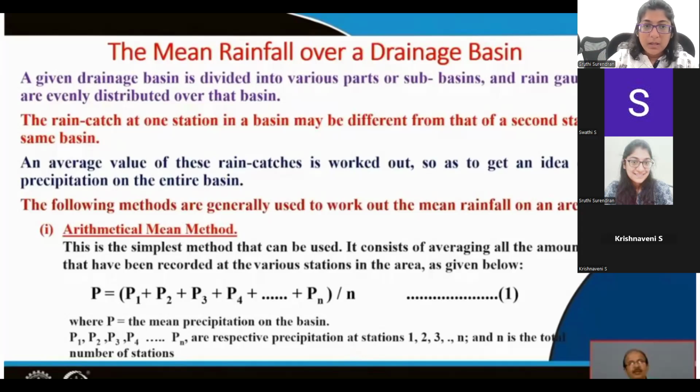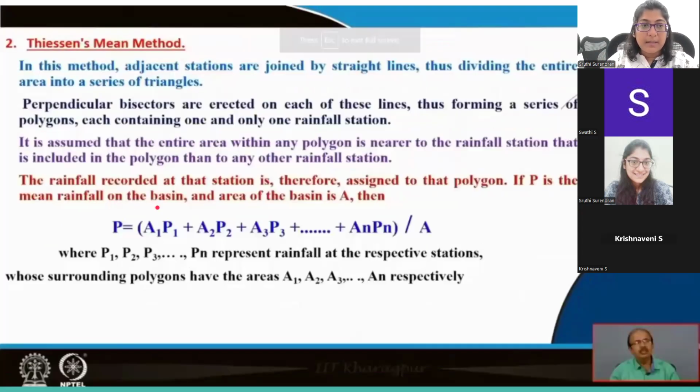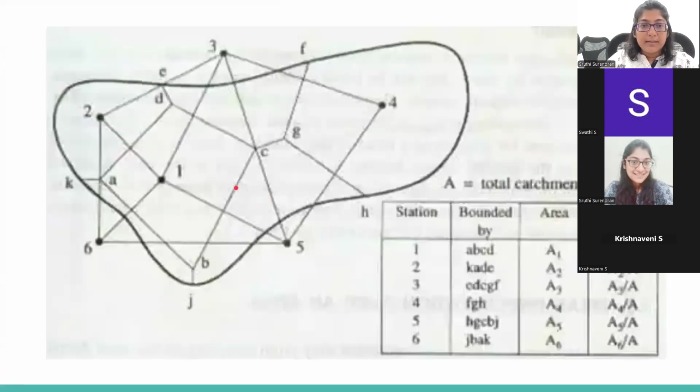particular station. The second method is called Thiessen's mean method. In this method, we can see that this is the drainage basin under consideration, and these are the rain gauges, the ones numbered 1, 2, 3, 4, 5, and 6, that are placed in the drainage basin. Only the rain gauges numbered 1, 2, and 4 are placed within the drainage basin. So we consider the nearest rain gauges adjacent to this drainage basin also, and connect these rain gauges in the form of triangles.